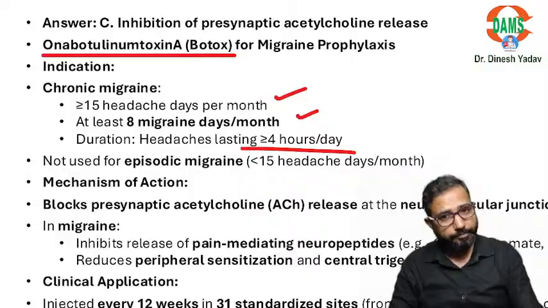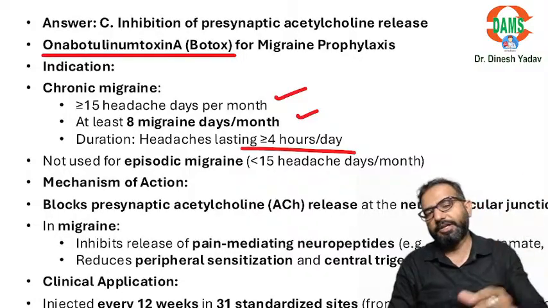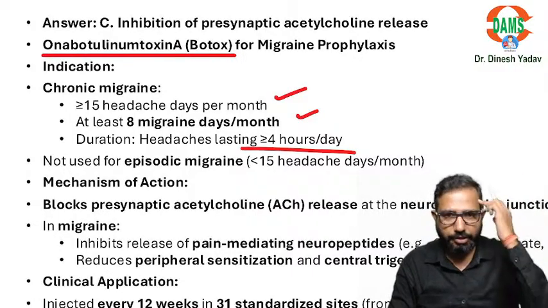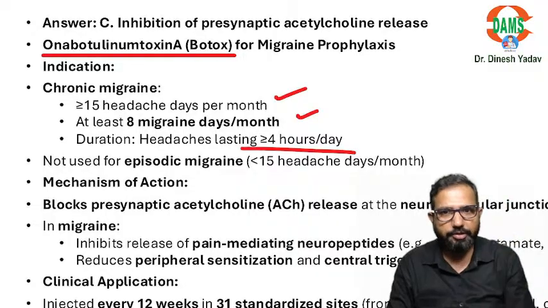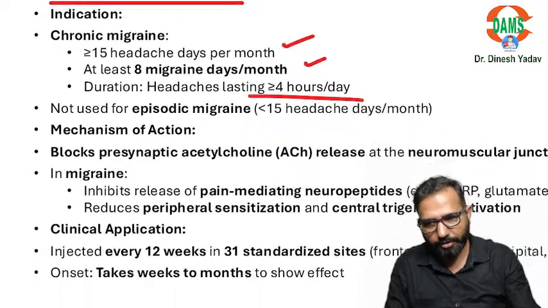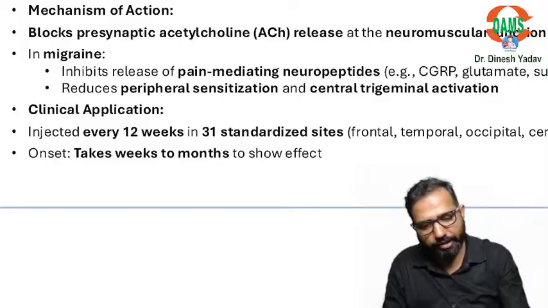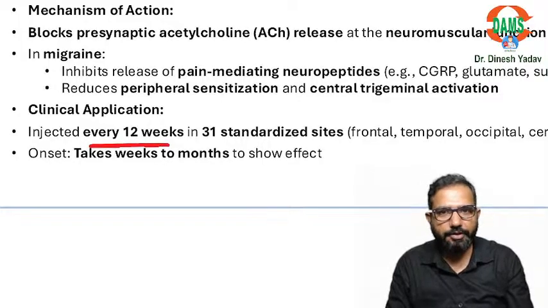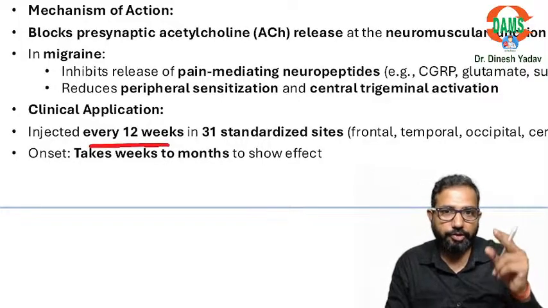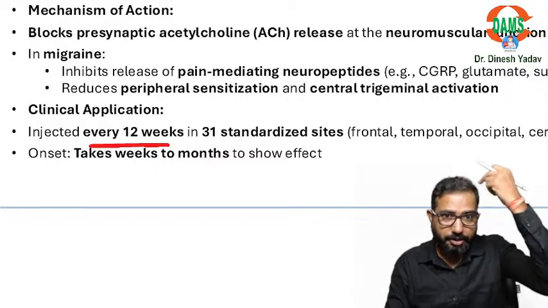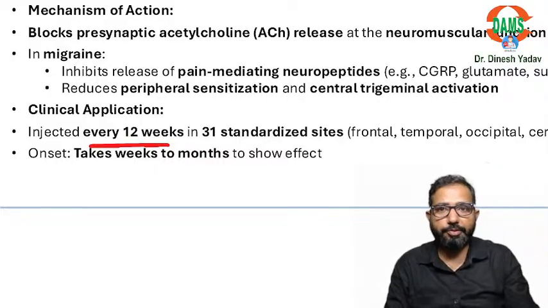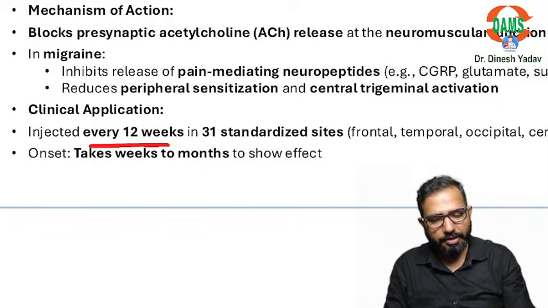By inhibiting the acetylcholine release, it inhibits the neuromuscular junctions, right? Okay, so every 12 weeks you can see we are using. Most important is we give for 31 standardized sites in the frontal, temporal, occipital area, and very effective drug. So it is the drug, last option.